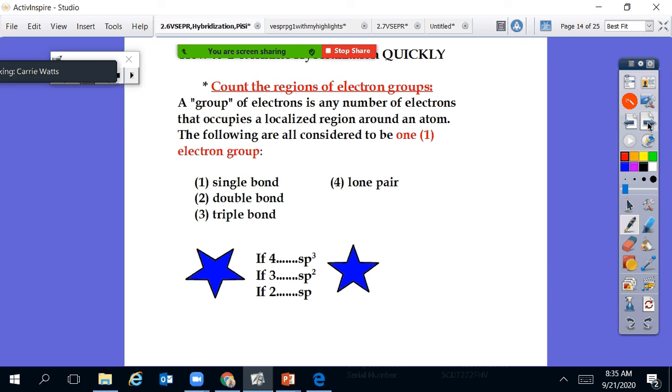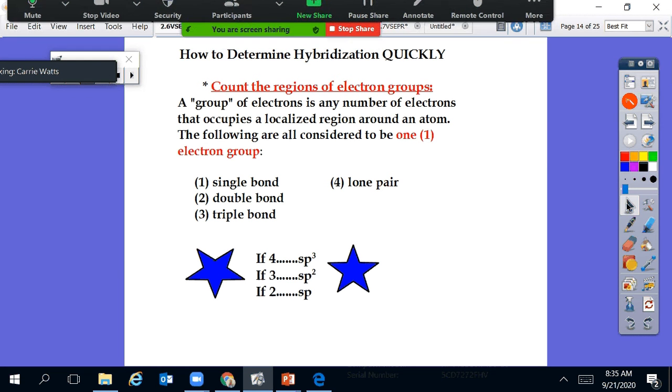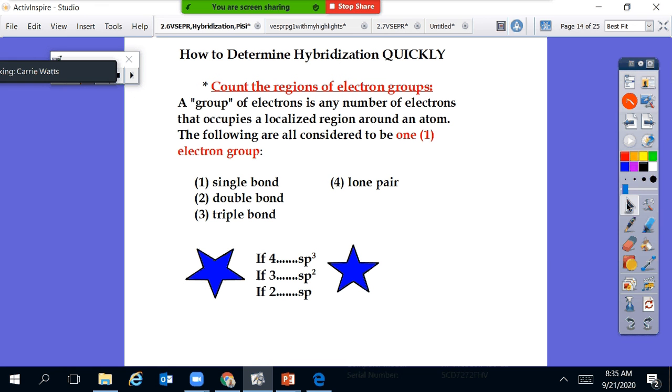Now here's my little cliff notes. You're welcome. For this, how to determine hybridization quickly. It's very similar to how you determine the molecular shape. You count the regions of electron groups. Remember, a group is any of those electrons that are close to the center atom. So just like when we do shapes, an electron group is a single bond, a double bond, a triple bond, or a lone pair, right?